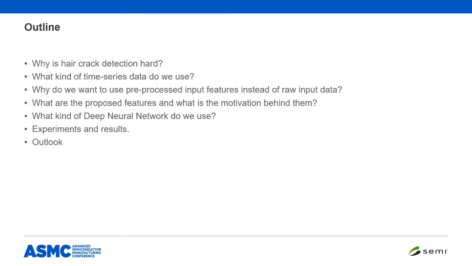So first of all, I will talk about why hair crack detection is harder than detecting other kinds of defects. Then I will present the kind of time series data that we use, and I will explain why we want to use pre-processing features instead of the raw input data. Then I will go into more detail about our proposed features and what is the motivation behind each of them. I will explain the kind of deep neural network that we use for our classification task, and I will present some experiments and results.